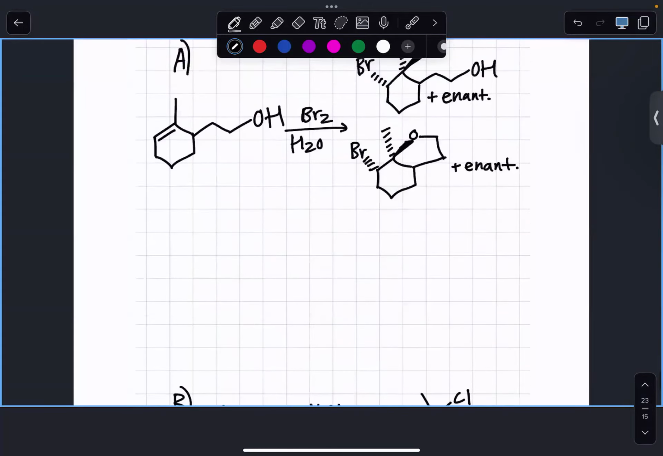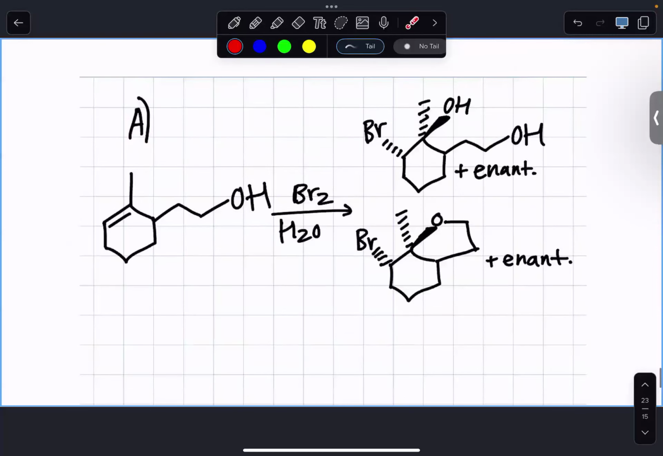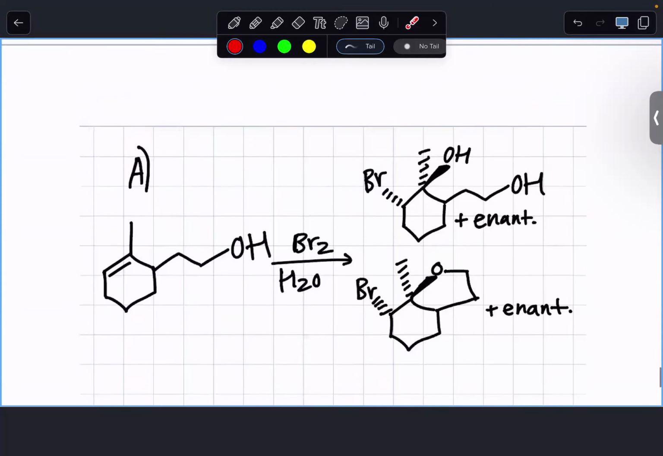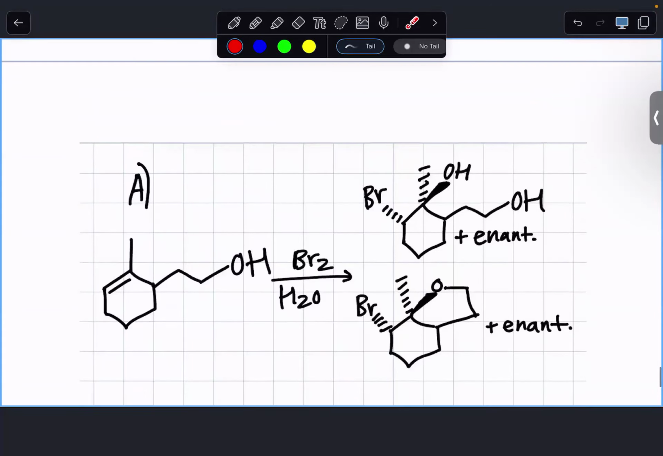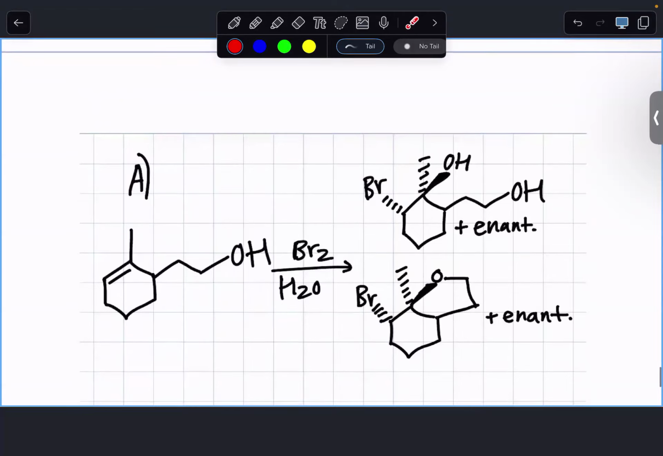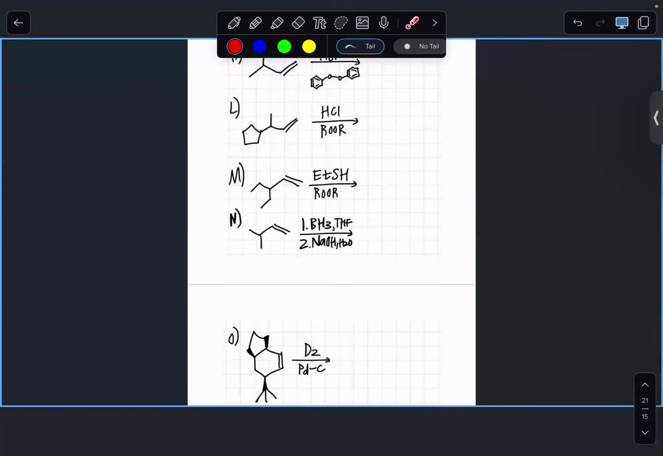Like this mechanism here, where I give you an alkene with an alcohol. So if it was to predict the products and it just showed the starting material, you should just draw them. They're both possible. I would draw both, right?